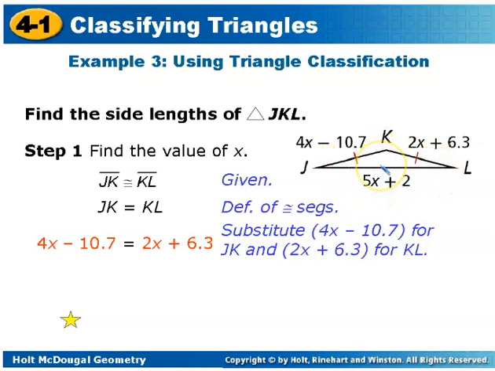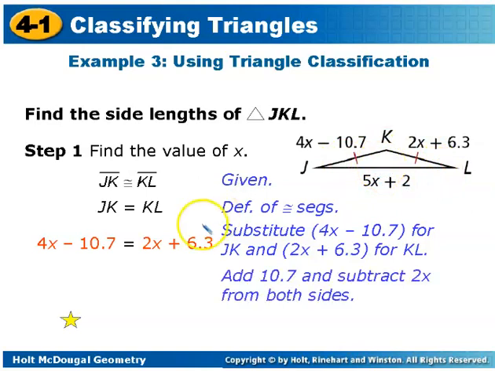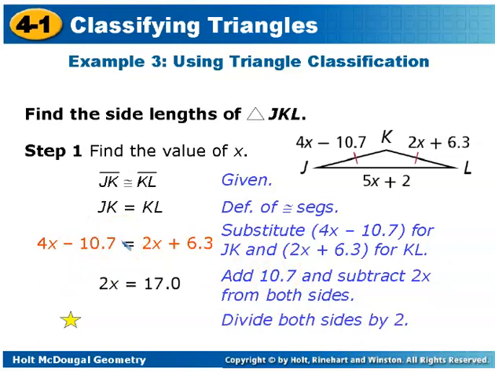And then after that, it's using your basic algebra skills, right, of adding 10.7 and subtracting 2x from both sides. Okay, now I won't go through that process because I think you're pretty good at algebra. And you should end up with an x value of 8.5.